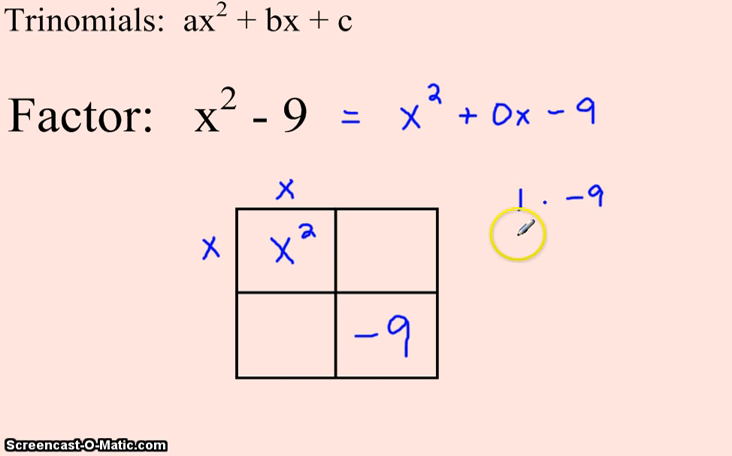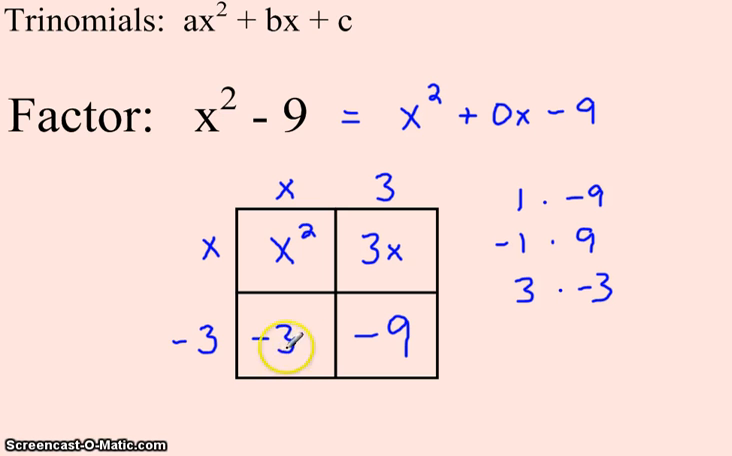We could try a negative 1 times positive 9. That would give us a negative 9. We could also have a 3 times a negative 3. That would also give us negative 9. So I'm going to start off by trying the 3 and the negative 3 here, and we're going to see why this is the one that works. Well, x times 3 is going to give me 3x, and x times negative 3 is going to give me negative 3x.